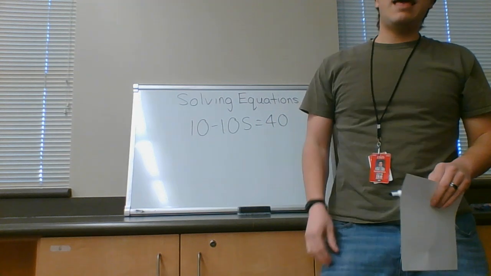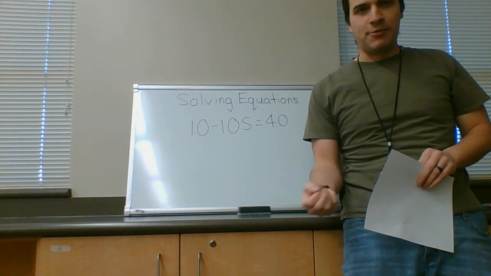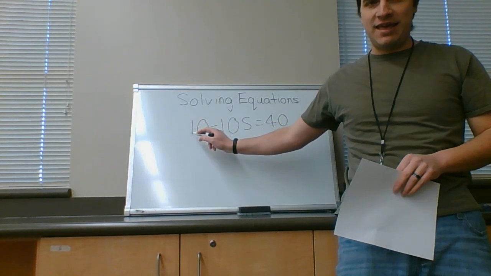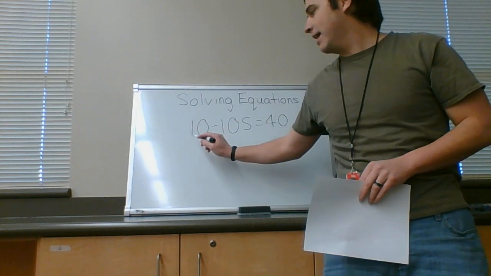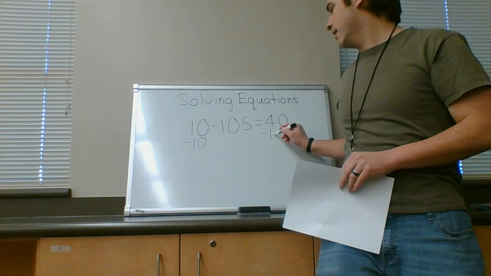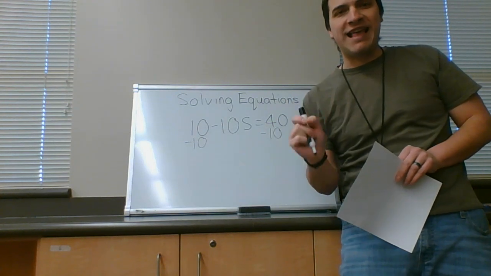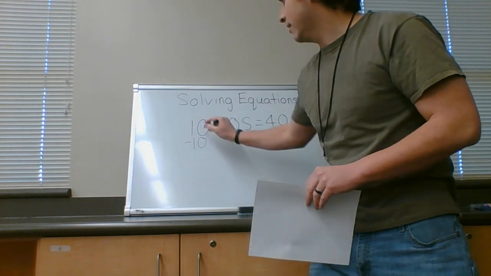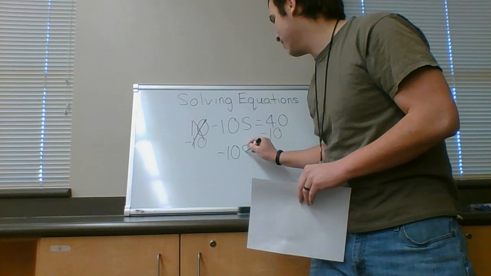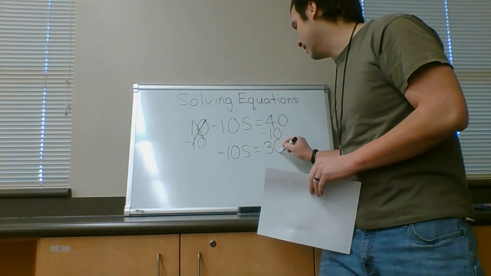Okay, so in order to solve this kind of problem, you have to do what is called the inverse operations. Right now, our first thing here is we have a positive 10. The opposite of positive 10 is subtract 10. We're going to subtract 10 to both sides of the equation. Remember, you always have to do things to both sides of the equation. That will cancel those terms. You're left with negative 10 times s equals 40 minus 10, which is 30.